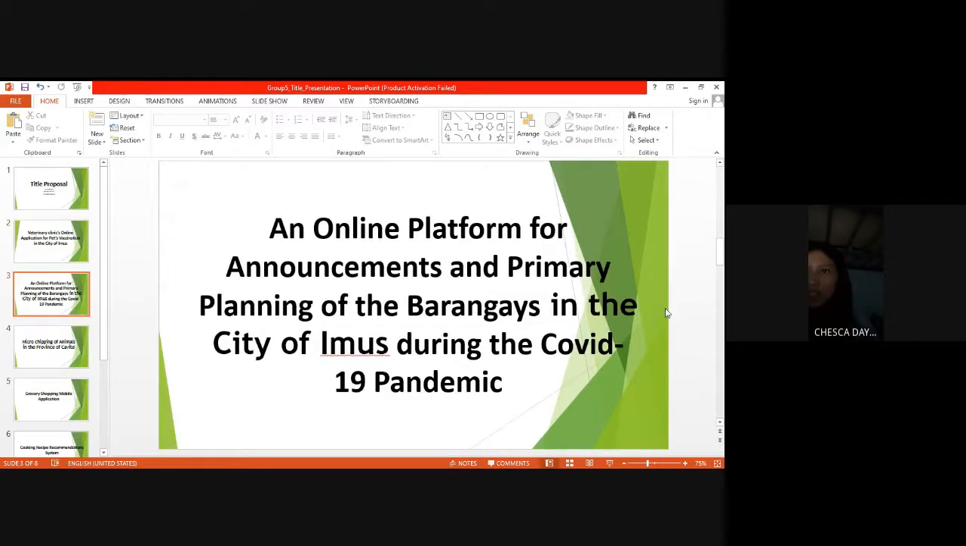Next is an online platform for announcements and primary planning of the barangays in the city of Imus during the COVID-19 pandemic. So this is all about the online platform or a website where the barangay official can send an announcement where the community can access it or see it easier. Barangay has many responsibilities, concerns, and missions to the community, especially now during a pandemic. They have many plans and rules to be announced. They have events where the people in barangay go to the office to get their relief goods. At least when they have an online platform, the people will be updated on what they were planning or what they're going to do.